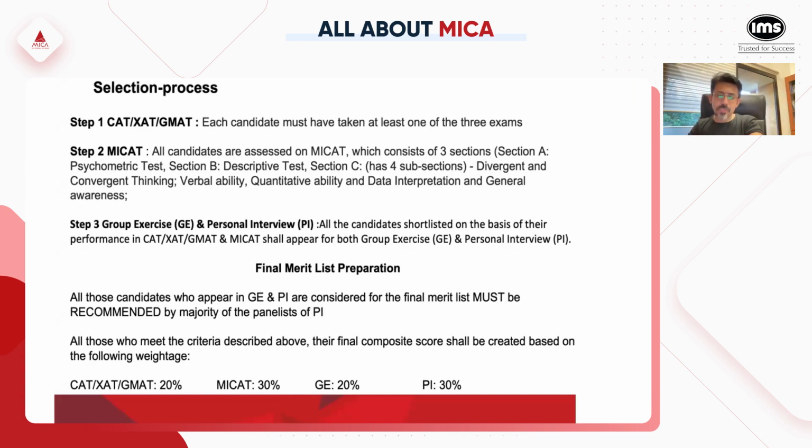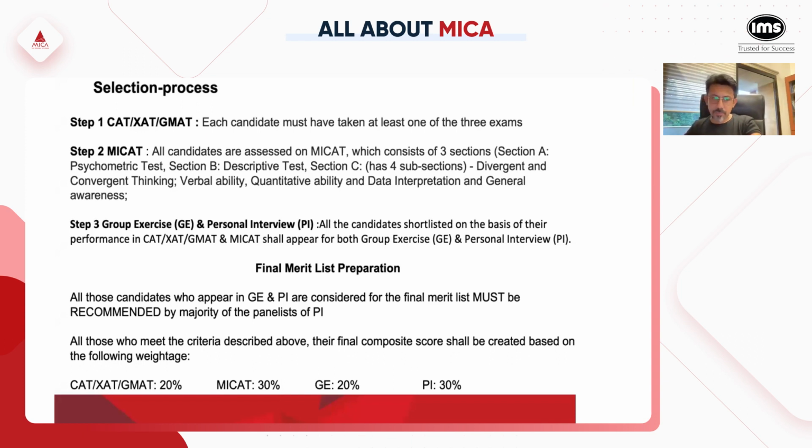The entire duration of MICAT is 135 minutes, which is broken up into the psychometric, the descriptive, and then Section C, which is the four subsections that we are looking at. The psychometric has a duration of 25 minutes, descriptive 30 minutes, and 80 minutes for Section C, which is divergent and convergent thinking, verbal ability, quantitative techniques, and general awareness. We look at a total of 80 questions in Section C: 20 questions on DCT, divergent and convergent thinking, 20 on verbal ability, 20 on quantitative techniques, and 10 on general awareness.